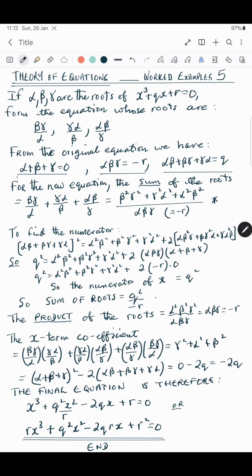Now, for the new equation, the sum of the roots will be beta gamma over alpha plus gamma alpha over beta plus alpha beta over gamma, which when you add them together as normal fractions will become beta squared gamma squared plus gamma squared alpha squared plus alpha squared beta squared, all over alpha beta gamma. And the bottom part of that we know is equal to minus r. So we need to find out the top part, which is called the numerator.